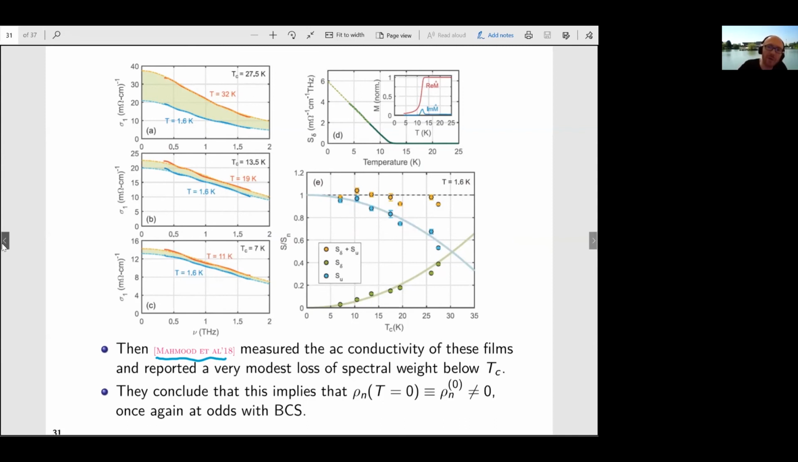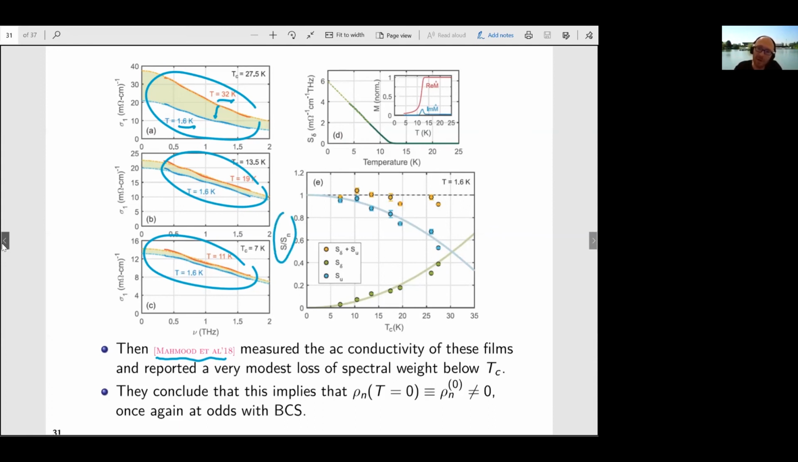And what I want you to see is this. Here what they show is that as you go from the normal phase to the superfluid phase, there's this drop that is very modest. In a BCS superconductor, you would expect a big gap, this big exponential gap to open. And here you see that it changes a little bit, but not that much.